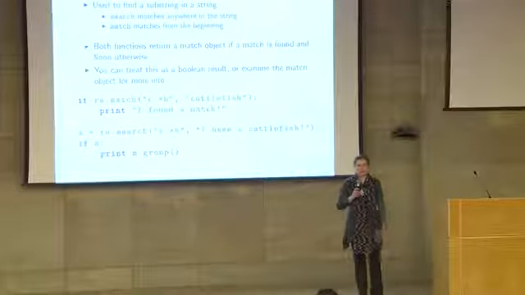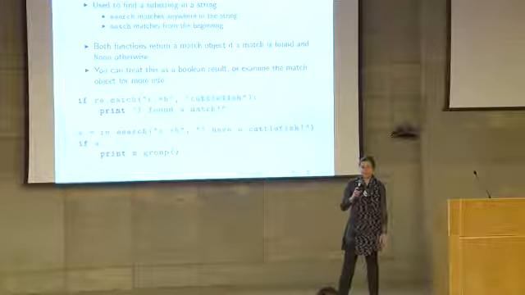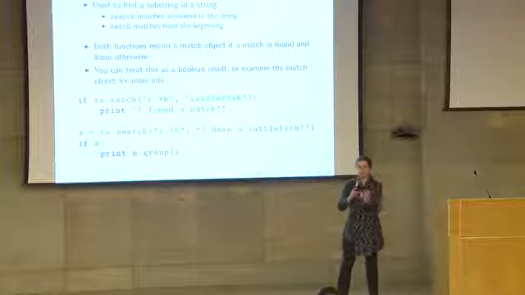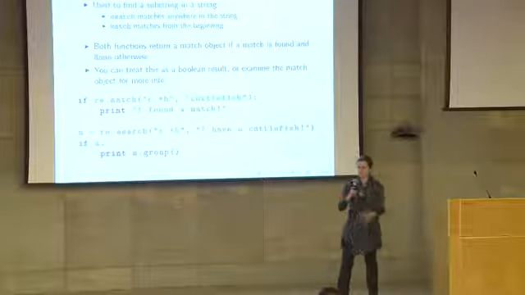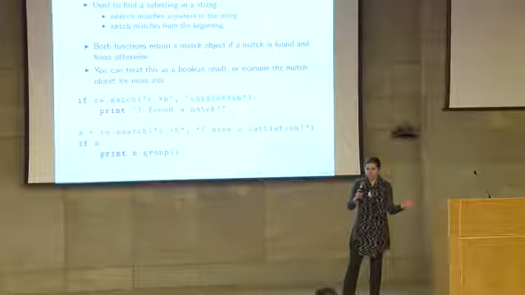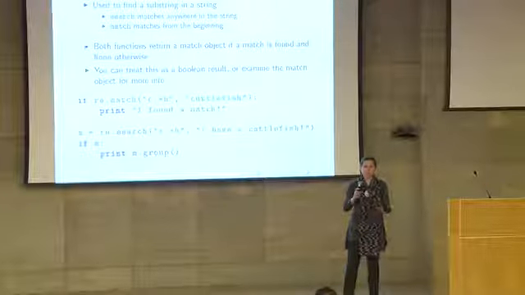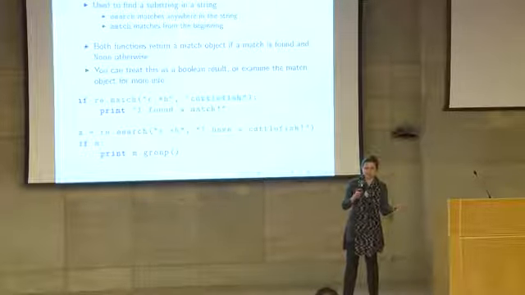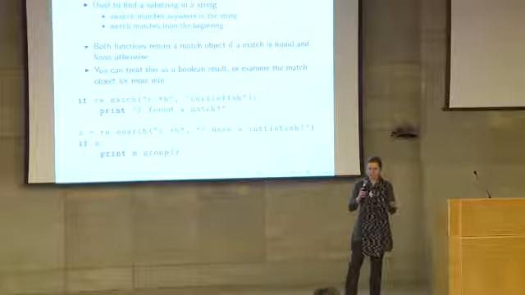Match and search are what you use to find a substring in a bigger string. The difference between them is that search will find that string anywhere in your string, but match will search from the beginning, but you can still have some stuff at the end. Both of these functions will return a match object if it does match, and None if it doesn't. Sometimes you just want to use this as a Boolean result: does this match or not? But sometimes you want more information about how it matches and some more data.